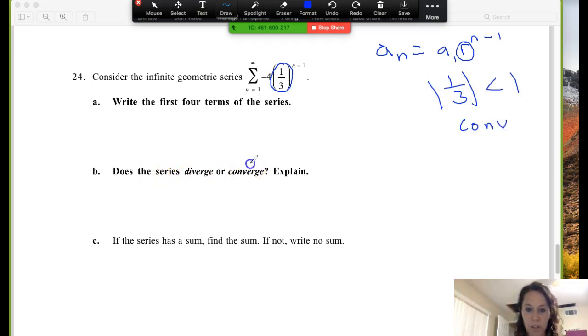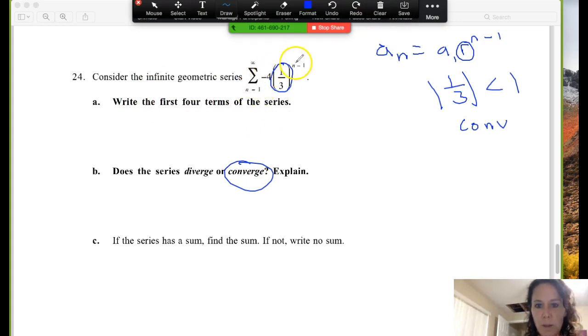Okay, does it converge or diverge? It converges. I have a fraction for my common ratio, so it's going to get smaller and smaller and smaller. As this number gets bigger, this fraction becomes smaller. The number becomes smaller because the denominator gets bigger, which makes this number smaller. Okay, so I already know it converges. Write the first 4 terms.